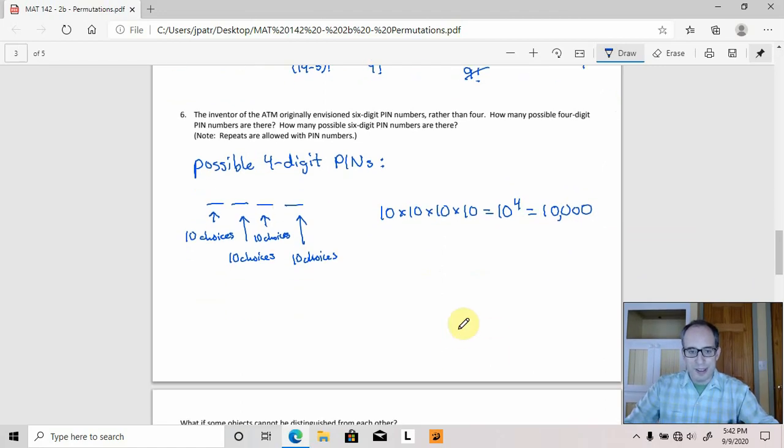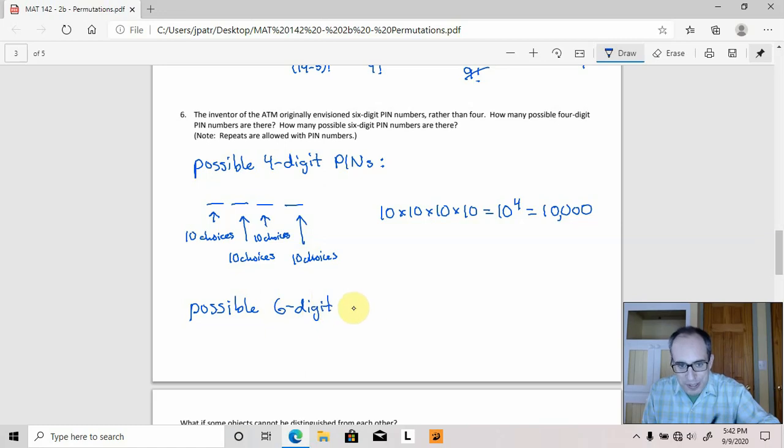Okay, well then how about the possible 6-digit PINs? You can probably see it already, right? If 4-digit PINs was 10 to the 4th, 6-digit PINs is going to be 10 to the 6th. That's also why I don't need a lot of room to write this one out. But if you're thinking about that, you're definitely thinking the right way.